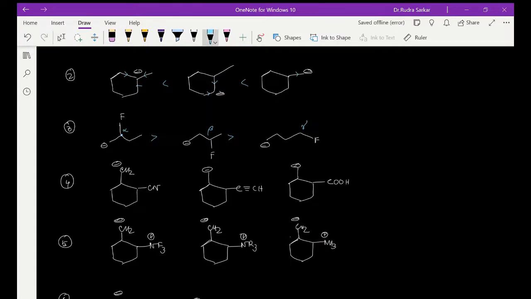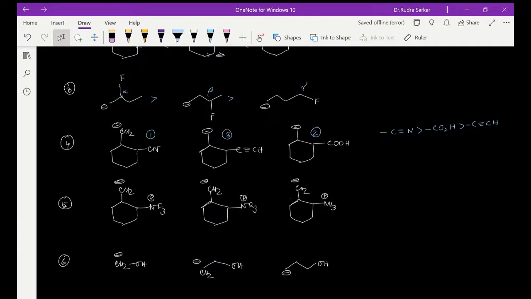Out of CN, the acetylic unit or carboxylic, the minus I effect is in the following order: C triple bond N greater than CO2H followed by C triple bond. So in that sense, we will say most stable is this one, followed by the last one, and the least stable out of the lot will be the one in the middle.